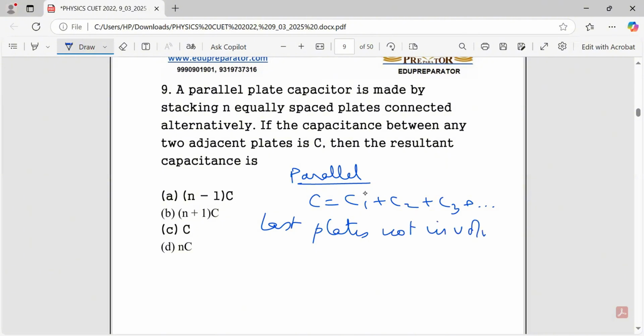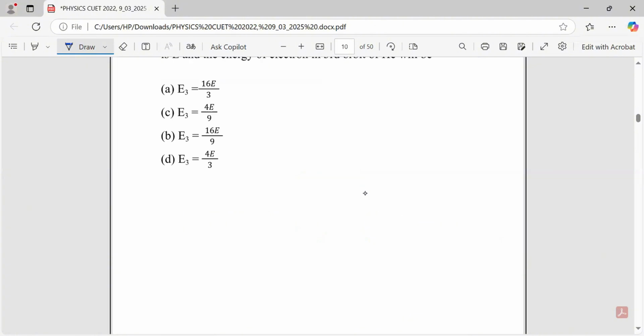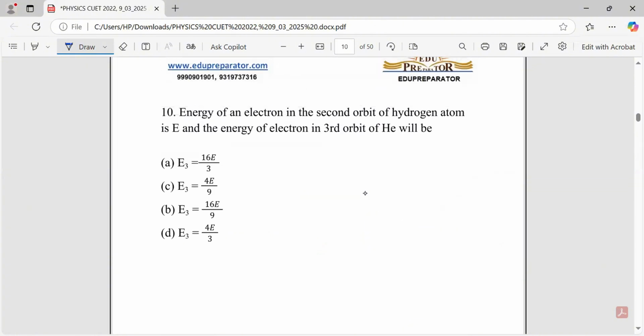so therefore you have net capacitance which is equal to n minus 1, because n is the number of plates, the last is not involved, so n minus 1 into the capacitance. So you have n minus 1 as the answer. Let us move to question number 10. Question number 10 is involving the concept of atom.